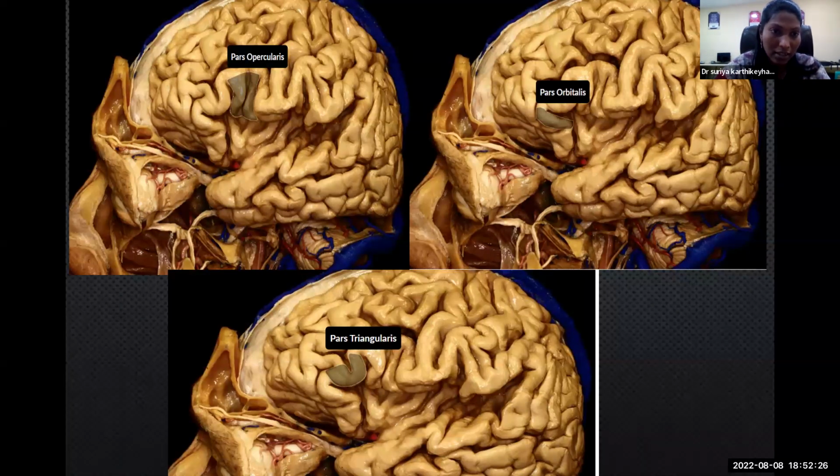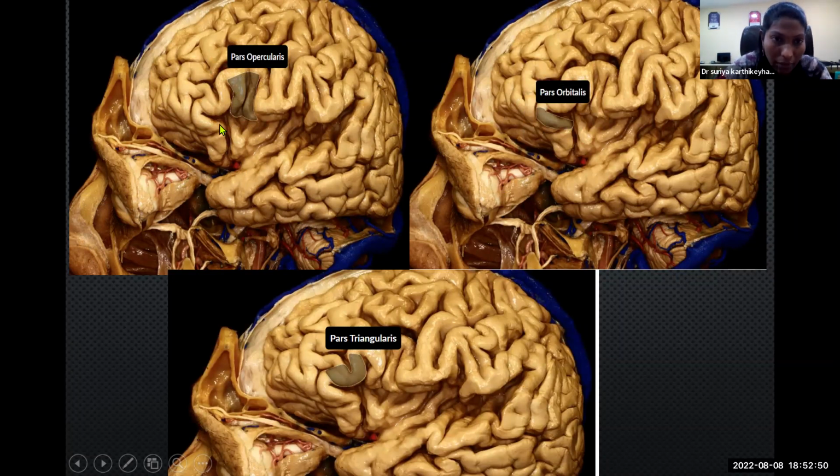And this is the nose, what you are seeing here. From here, this is the cranial cavity. Within the cranial cavity, you can see the cerebral cortex. Actually, this is the lateral sulcus extending like this, and you can make out the pars opercularis, pars orbitalis, and pars triangularis.